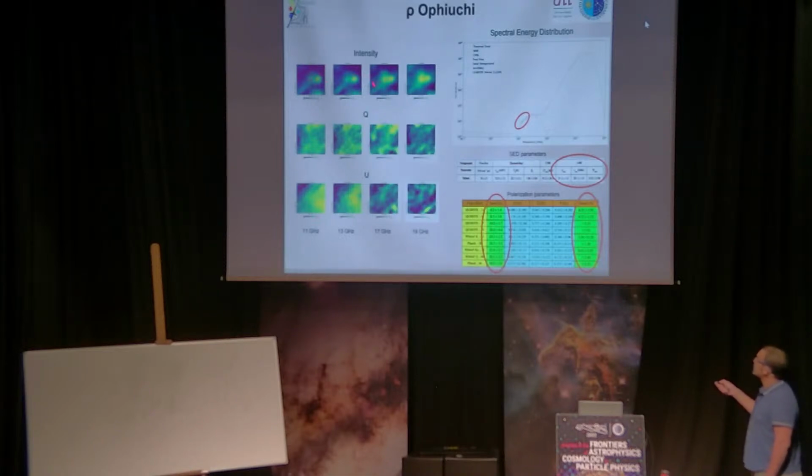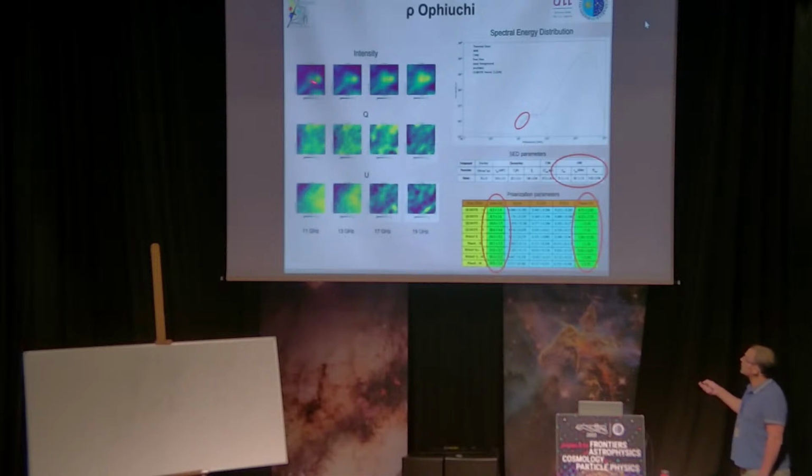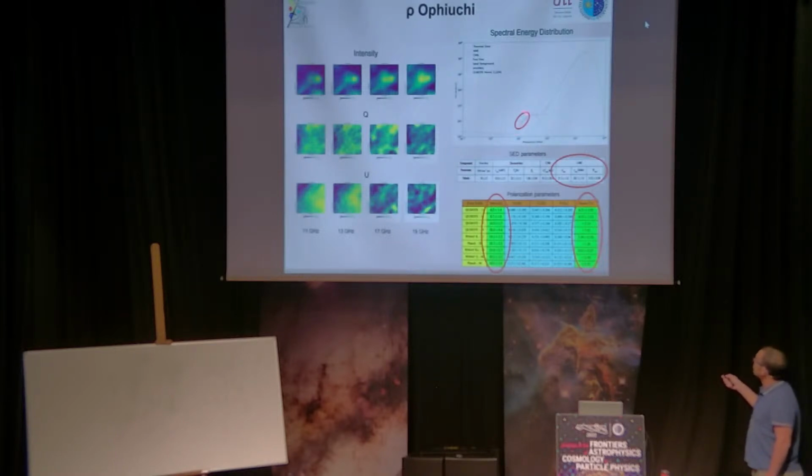We have 3 maps: the intensity, and the Q and U Stokes parameters for the full frequency. This is the region I selected to do the aperture photometry to produce the spectral energy distribution. So these are the 4 points for Quixote.